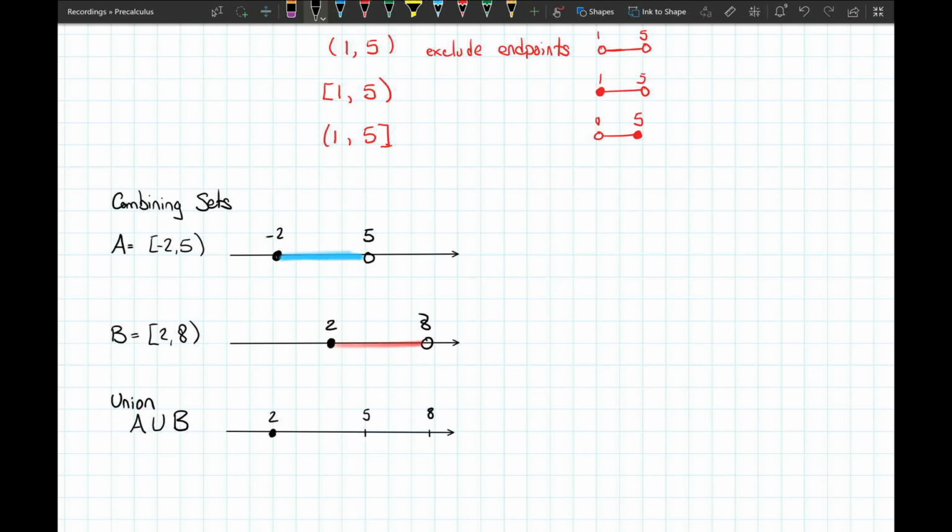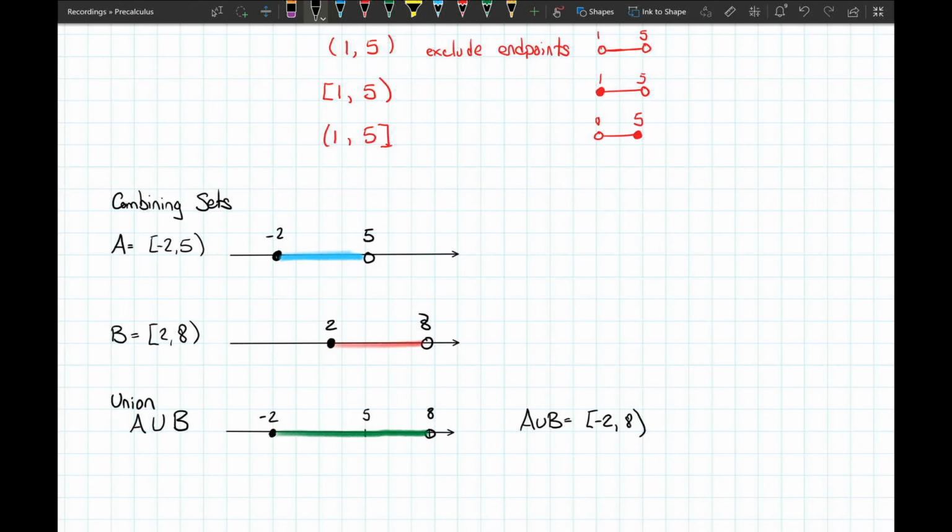However, it doesn't include 8. So that's going to be a round circle, and as a result, it includes everything from -2 to 8, but not including 8. As a result, A union B is the interval from -2 with a square bracket to 8 with a round bracket.